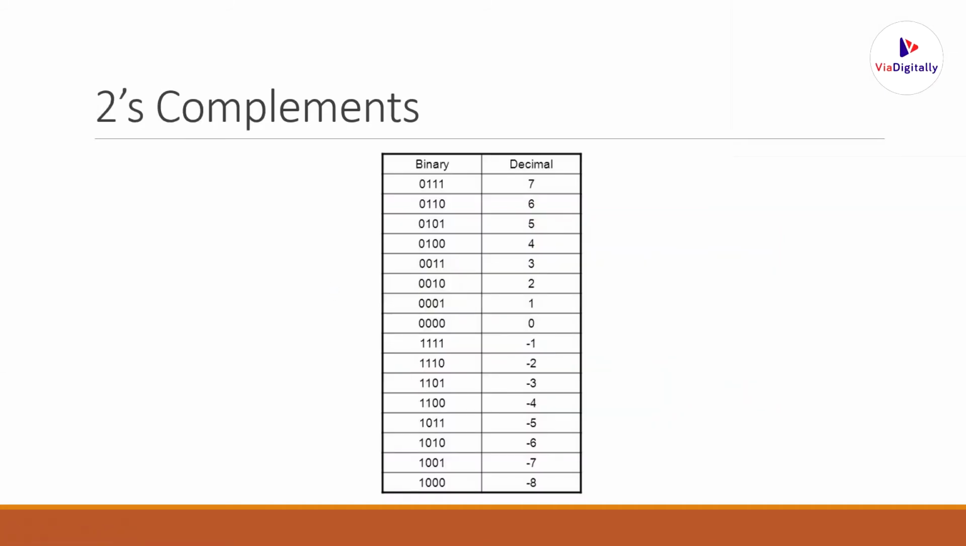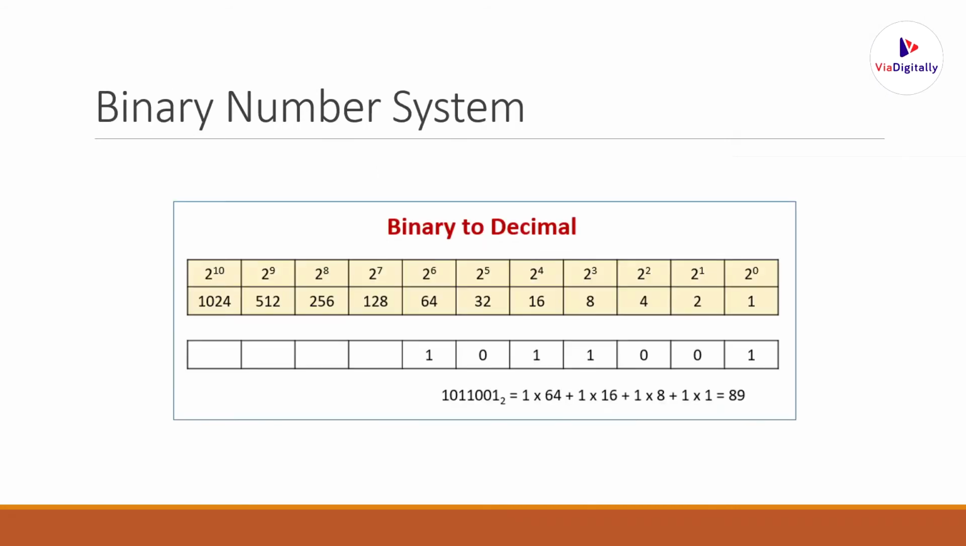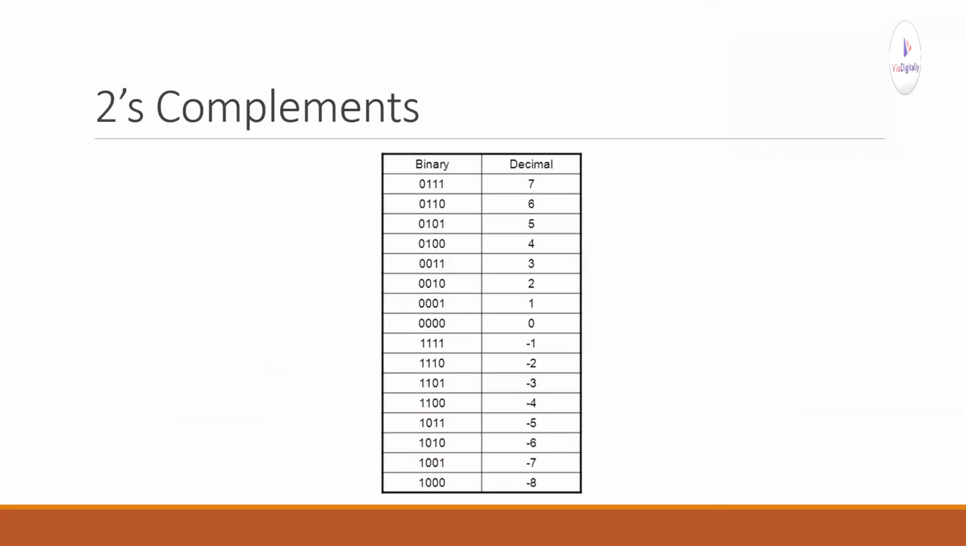If you want to know more about these things, you can go through some digital electronics basics. But up to now, these things are enough: what decimal numbers are, what binary numbers are, what their place values are, and what 2's complement formats are. These are all enough till now.